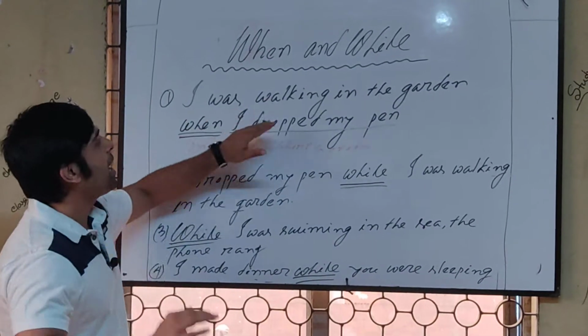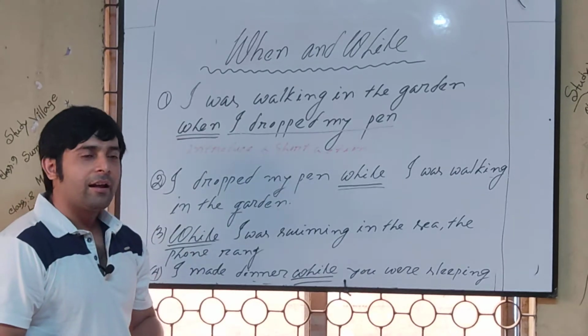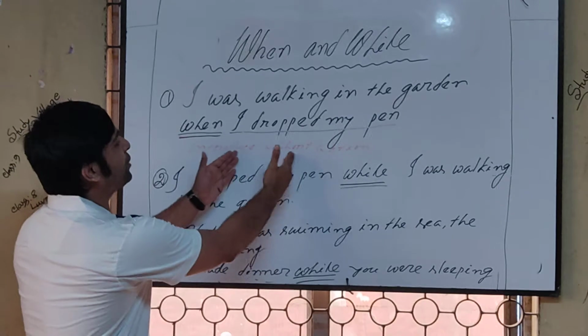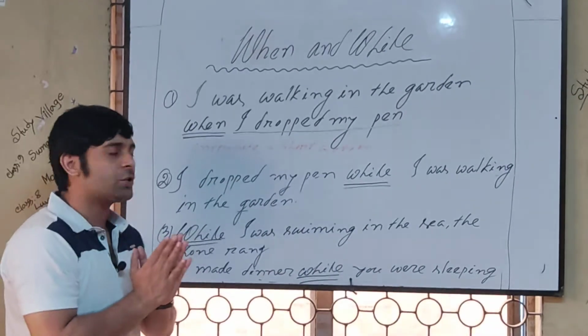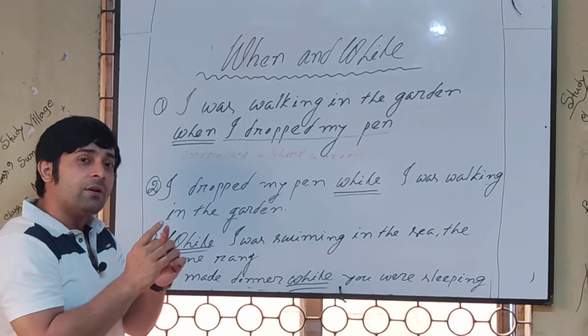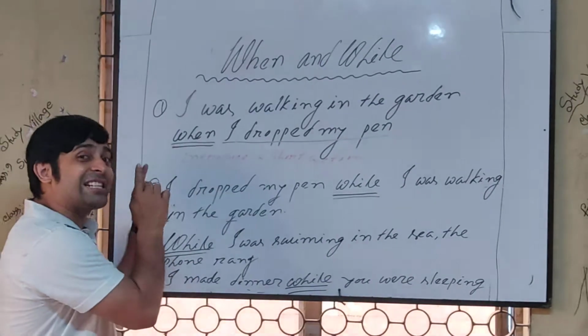So, first sentence, I was walking in the garden when I dropped my pen. Of course, that introduces a short action. That's why I have used here when. So, of course, you got the point. Why is when exact here?